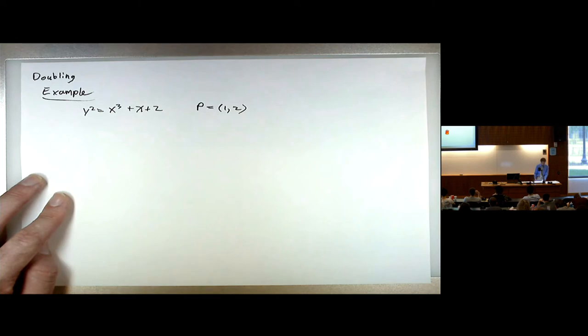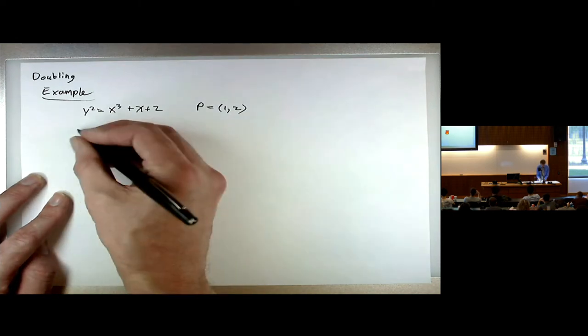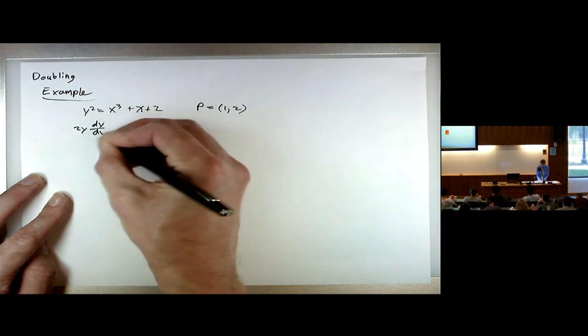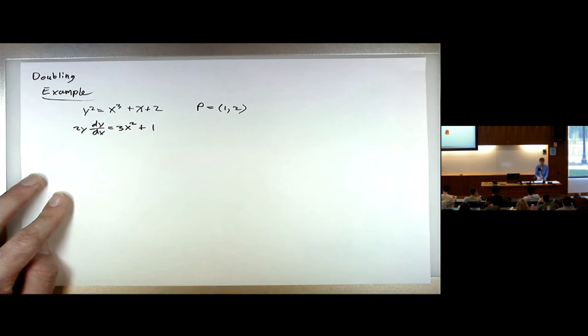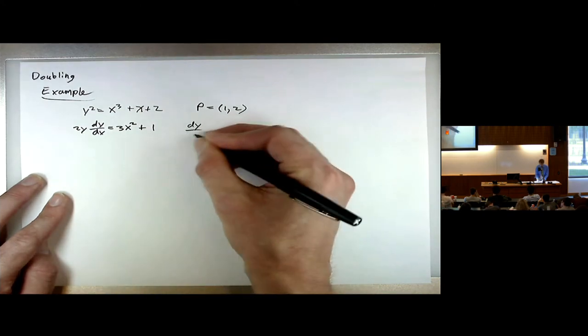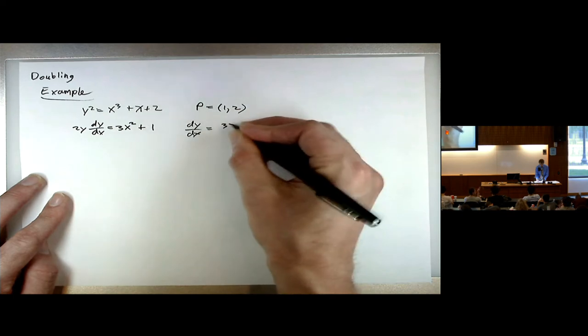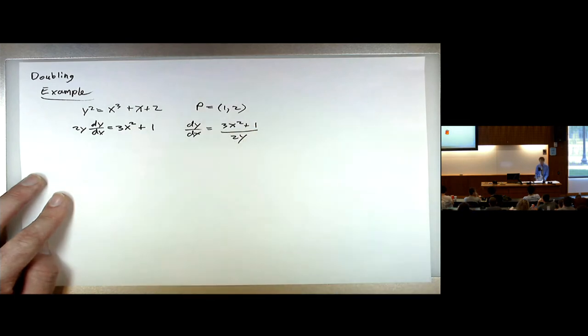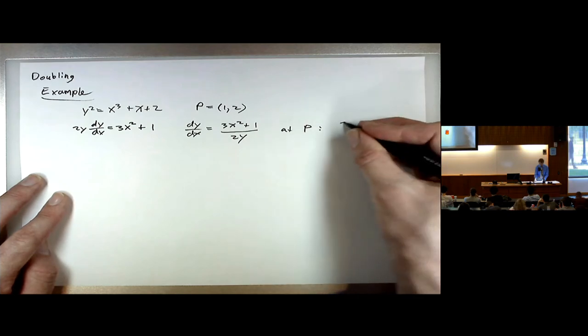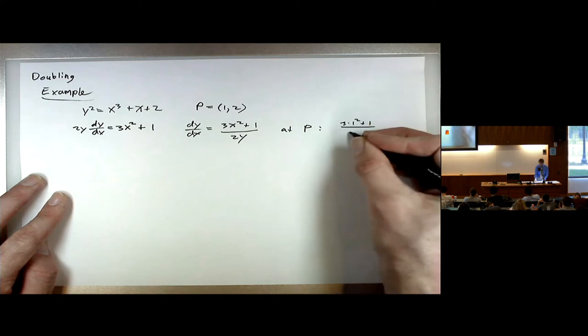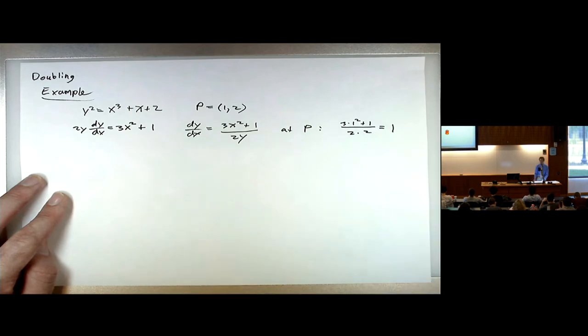So the first thing, of course, is you need the slope. To get the slope, you can use implicit differentiation. So you get 2y dy over dx equals the derivative on this side, 3x squared plus 1. And you divide through by 2y. And you get that. Then you plug in the coordinates of your point to get the slope. So at P, we get 3 times 1 squared plus 1 over 2 times 2 equals 1. 4 over 4 is 1. So that is the slope at that point.